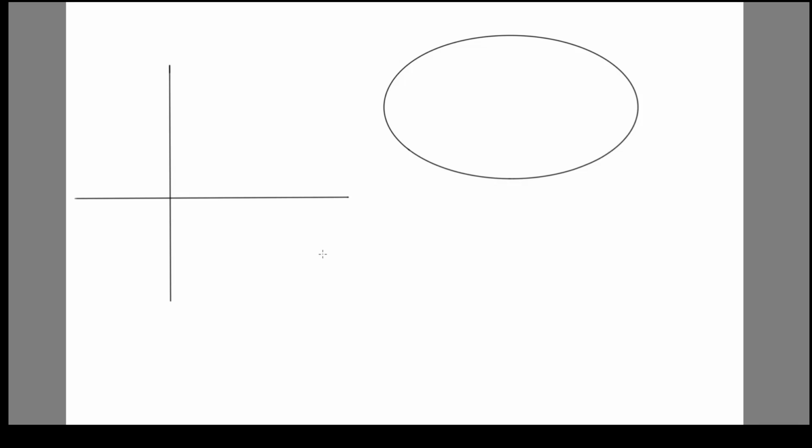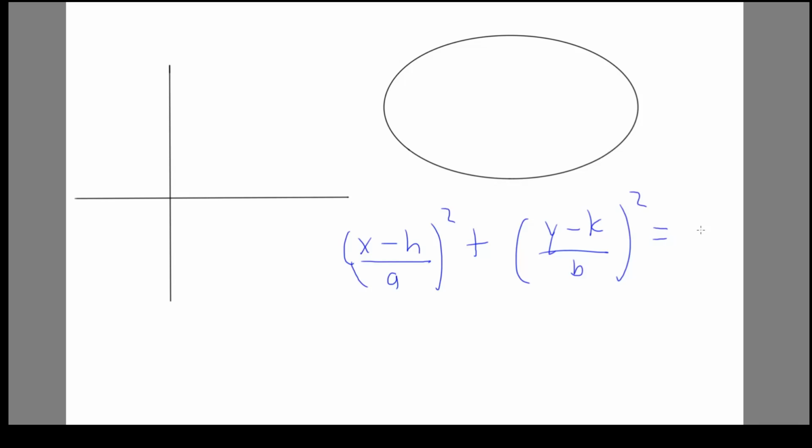The general form for the equation of an ellipse is (x minus h) over a squared plus (y minus k) over b squared equals 1. So just like the circle, the point h comma k is the center. So that would be h comma k.